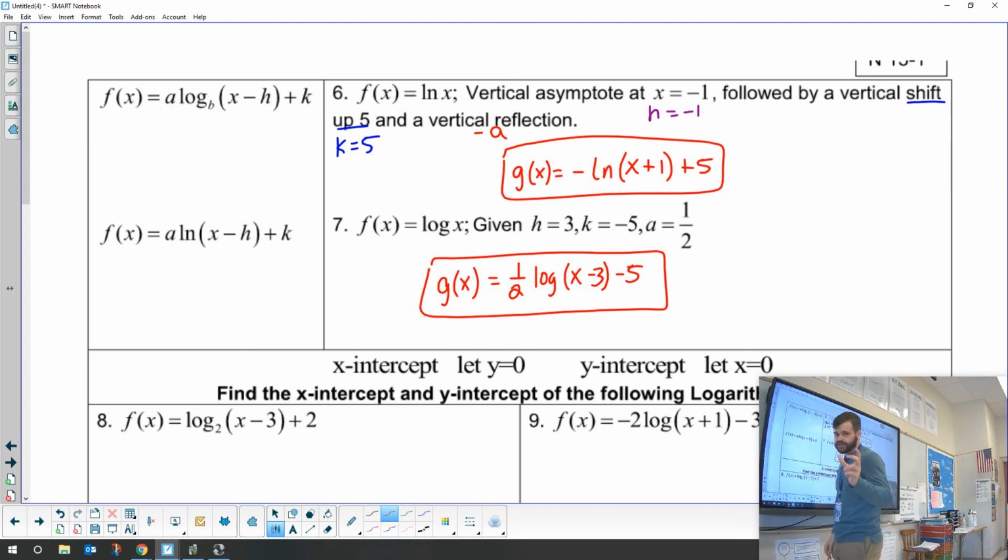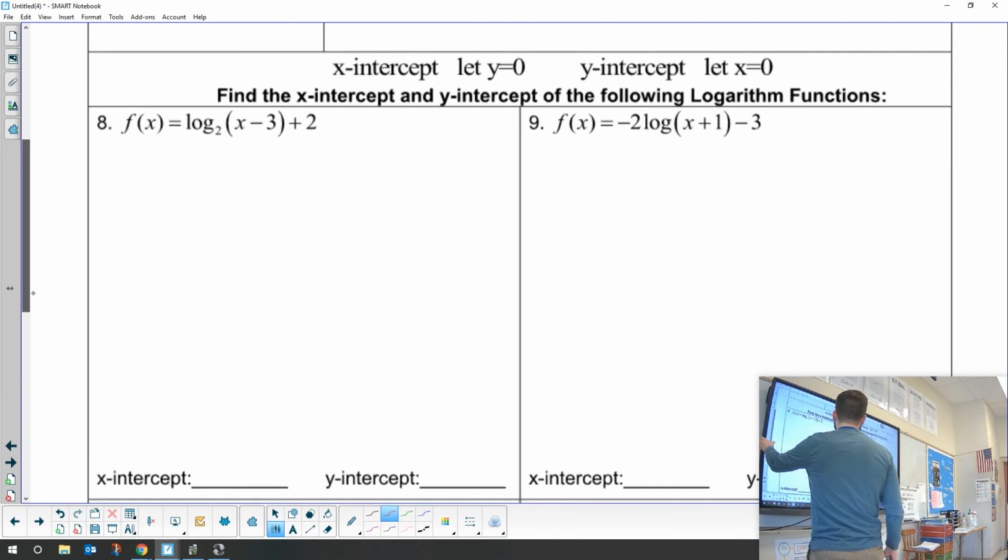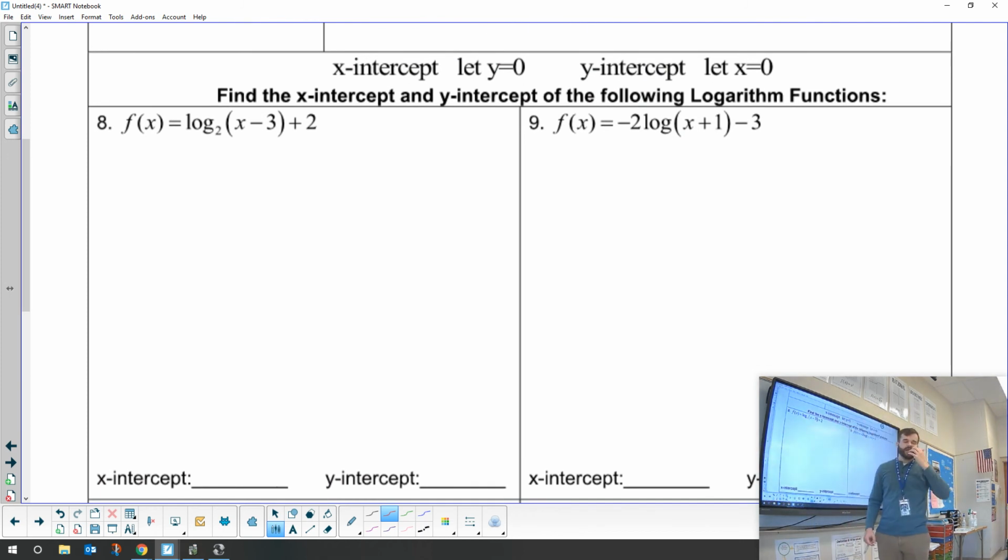Okay. But now let's turn the script and let's start talking about x and y intercepts. So to find an x or y-intercept, what we do is make the other one equal to 0 in my equation and solve. So like here on number 8, if I wanted to find the y-intercept, I would make x 0. So let's go ahead and do that. So I'm going to make x here 0. 0 minus 3 is, of course, negative 3.